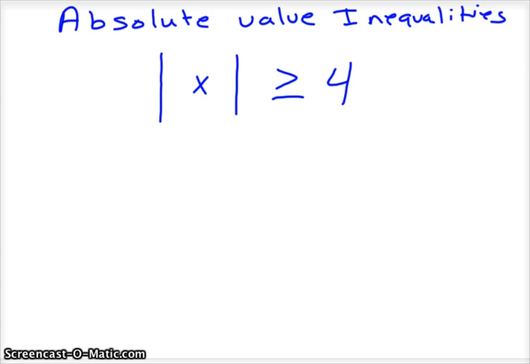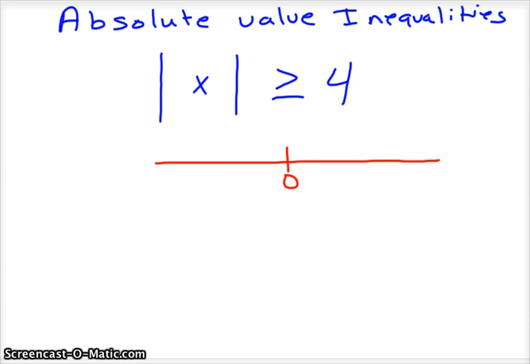All right, absolute value inequalities. Absolute value, if you remember, is the distance a number is on the number line from zero. So essentially it's kind of the same definition, but now instead of equal to a distance of 4 from zero, it wants all the numbers that are greater than a distance of 4 from zero. So that's kind of an easy one to graph.